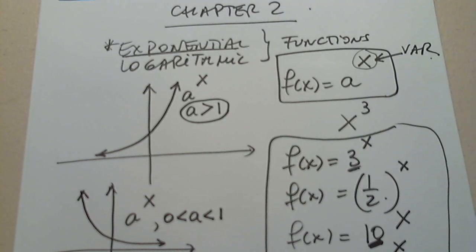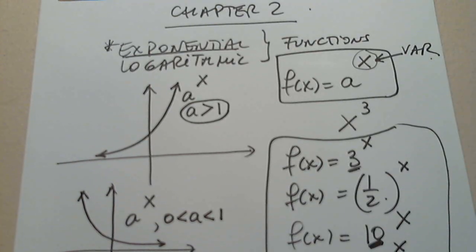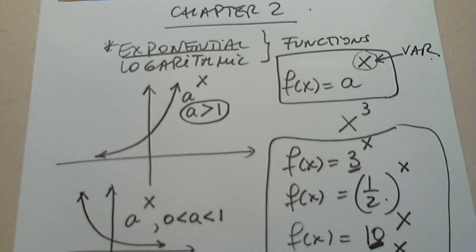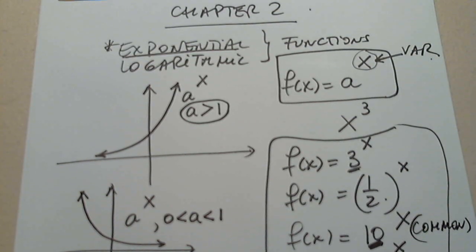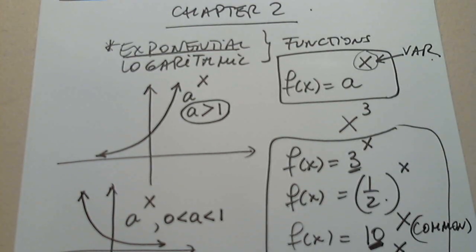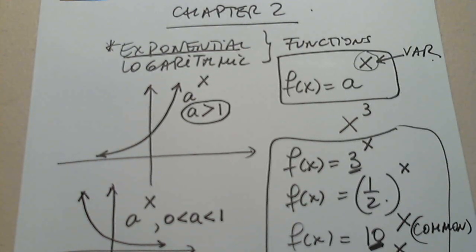E is called the Euler number, after a mathematician who showed how important this number is in real life situations. Okay, and this is called the common exponential function, and this is called the natural exponential function. Common exponential function, natural exponential function. Euler's number.